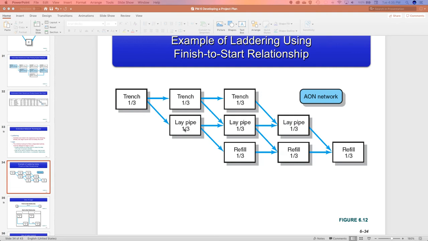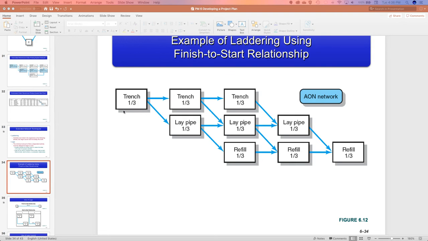Okay. All right. And so then on the third day, while the trenching crew is digging their third trench, the pipe crew is laying the second length of pipe. And the refill crew is covering the first pipe that was laid.